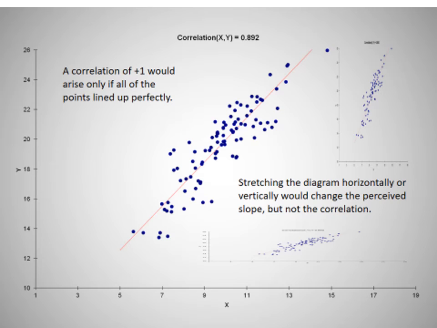Here are some trends of positive and negative relations. In the first slide you have seen a correlation of +1, which would arise only if all of the points lined up perfectly and stretched in the same straight line. That is called a linear correlation, and also a positive correlation.